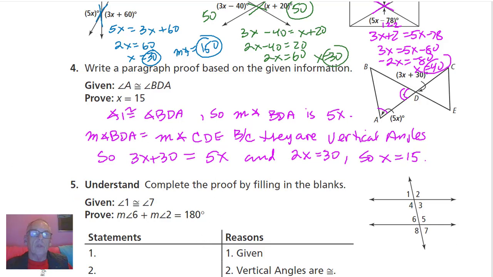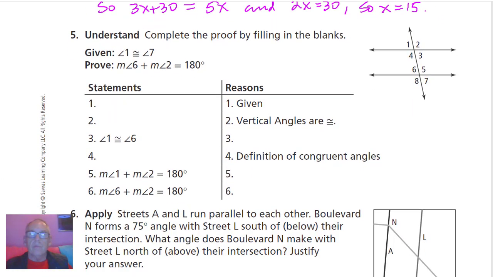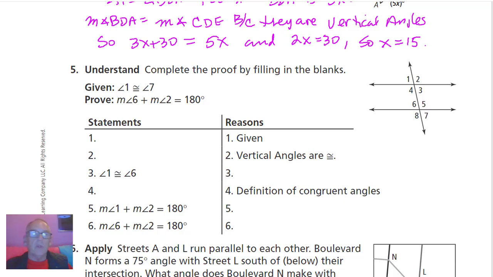Let's look at the next one. Here it wants us to complete this proof. So let's see. Angle 1 is congruent to angle 7. So those two angles are congruent to each other. And they want us to prove that angle 6 plus angle 2, that these two angles added together, make 180 degrees.